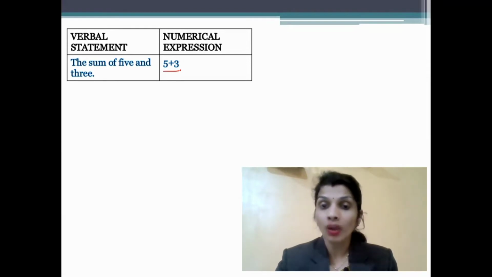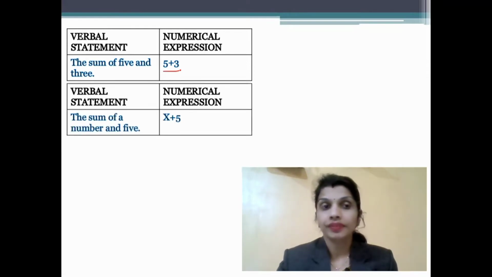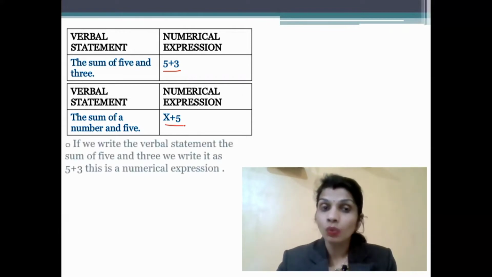Let us see one more example. The sum of a number and 5. Now I've written number. So here the number can be any number, so we represent it with a variable. So I've written here the sum of a number means plus, x plus 5. If we write the verbal statement, the sum of 5 and 3, we write it as 5 plus 3. This is a numerical expression.